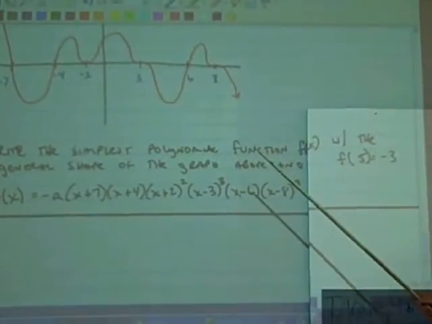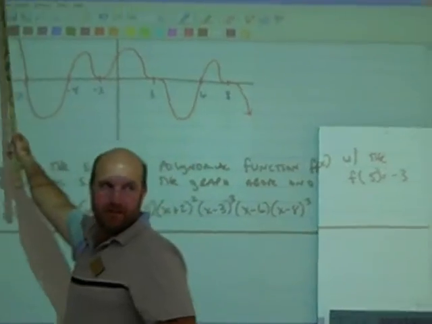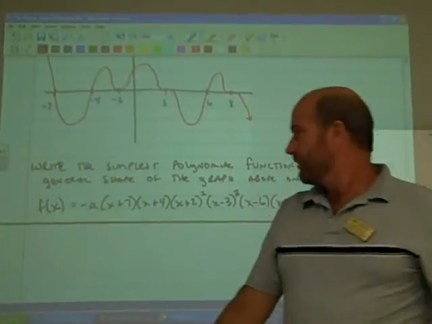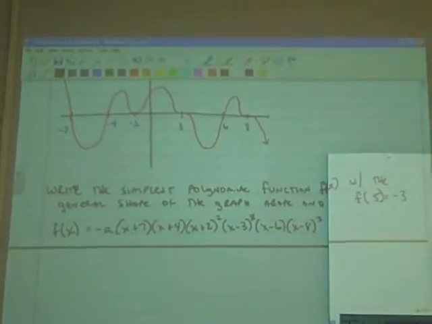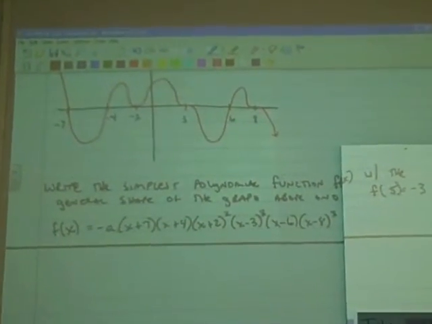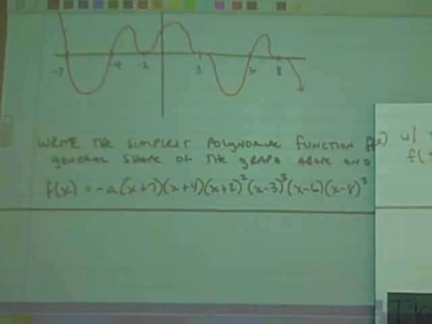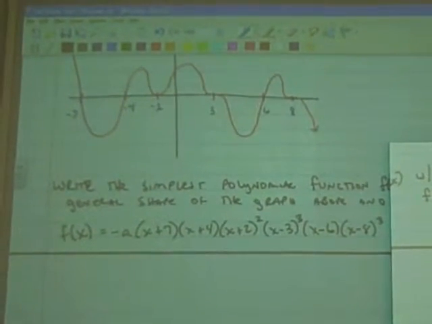It's got to be negative. This is an odd degree with a negative leading coefficient because it starts up high and ends down. Okay? And that's how we know that A is going to have a negative in front of it. So now how do we satisfy this condition? F of 5 equals -3. Solve for f of 5.